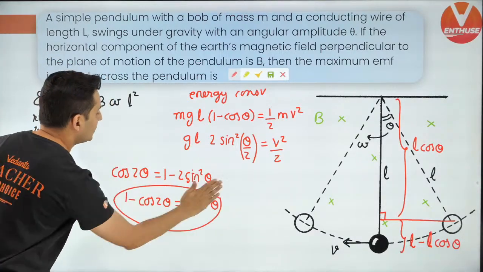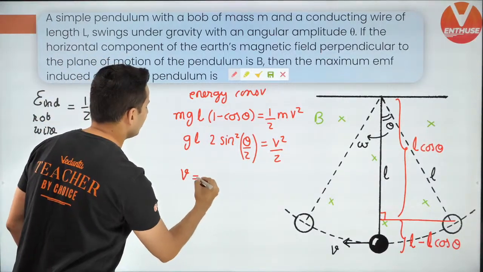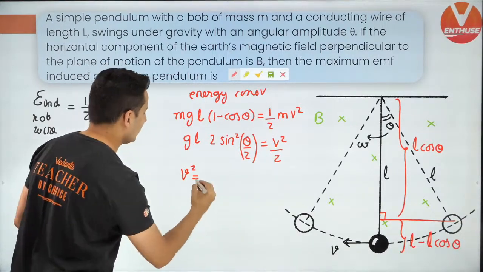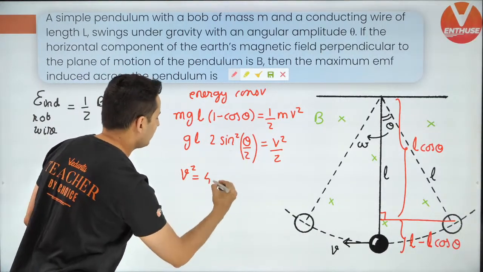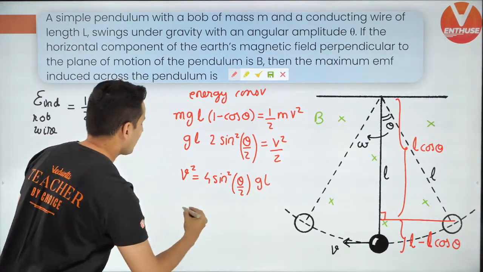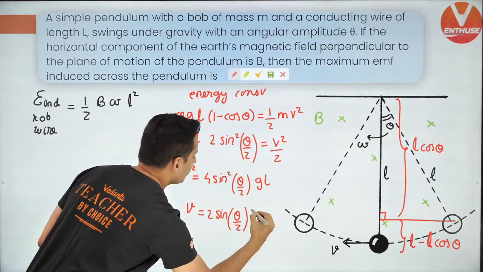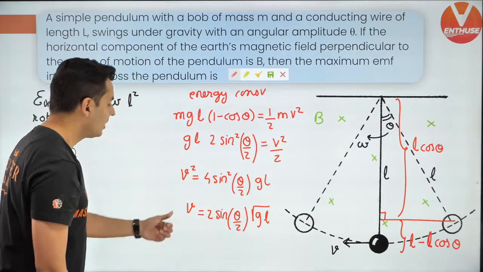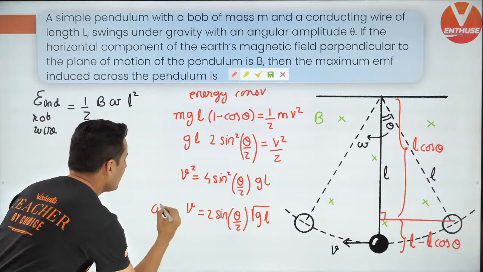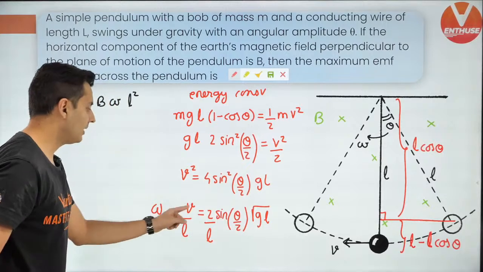Now I'll erase this because I no longer need this. Rearranging this further, I will get V is equal to, because when I take the root, or if you want, I'll just do it step by step. In case you wanted, 2 2s are 4, and this will be sine square theta by 2 GL. So therefore, V is going to be 2 sine theta by 2 root of GL. And I don't need V, I need actually omega. So think about it, what is omega? Omega is actually V divided by L. So this thing divided by L.